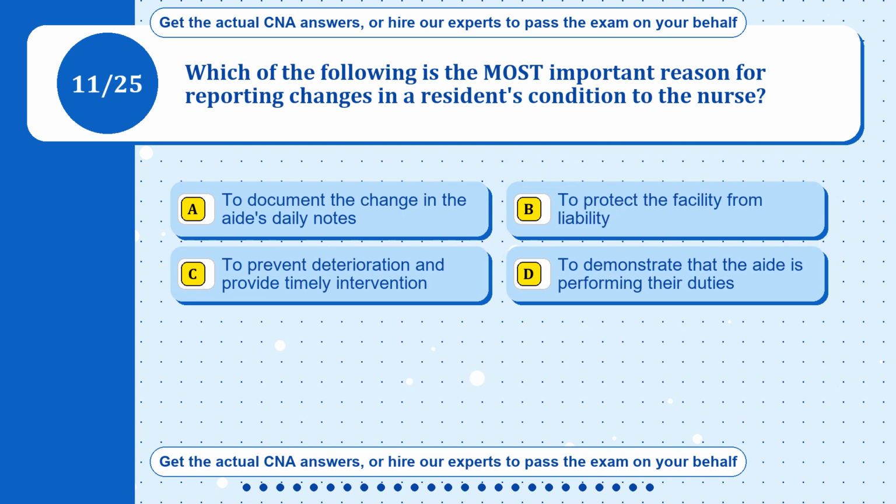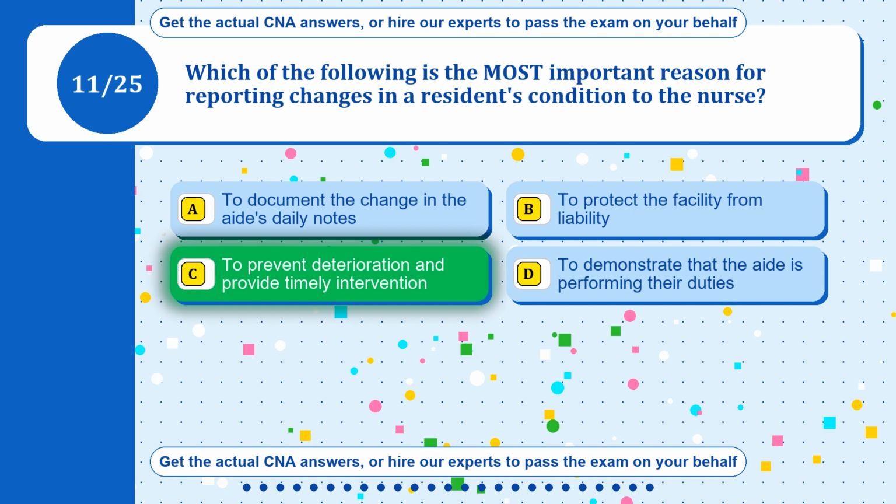Question 11. Which of the following is the most important reason for reporting changes in a resident's condition to the nurse? Option A, to document the change in the aide's daily notes. Option B, to protect the facility from liability. Option C, to prevent deterioration and provide timely intervention. Option D, to demonstrate that the aide is performing their duties. The correct answer is option C, to prevent deterioration and provide timely intervention.